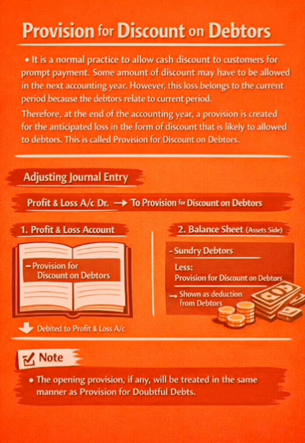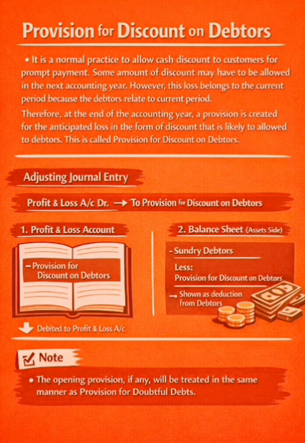Provision for discount on debtors. It is a normal practice to allow cash discount to customers for prompt payment. Some amount of discount may have to be allowed in the next accounting year. However, this loss belongs to the current period because the debtors relate to the current period. Therefore, at the end of the accounting year, a provision is created for the anticipated loss in the form of discount that is likely to be allowed to debtors. This is called provision for discount on debtors.